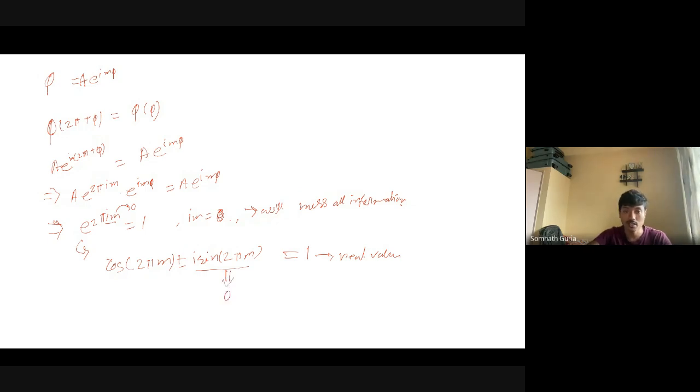So our case is that cos of 2 pi m equals 1. Cos 2 pi m equals 1 when m equals 0, plus minus 1, plus minus 2, and so on. Right? Here comes the point.